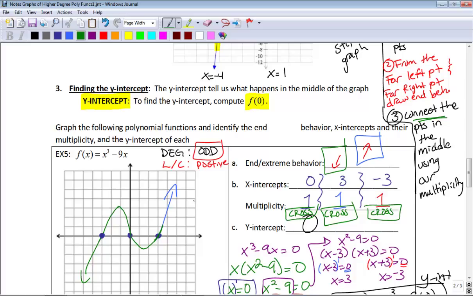All we know is that our end behavior says we need to go down on the left, up on the right. All my multiplicities were odd, which meant I was going to cross everywhere. I had 3 zeros and I crossed. And notice, smooth, I could have drawn this without picking up my pencil, and I have no sharp corners or turns.